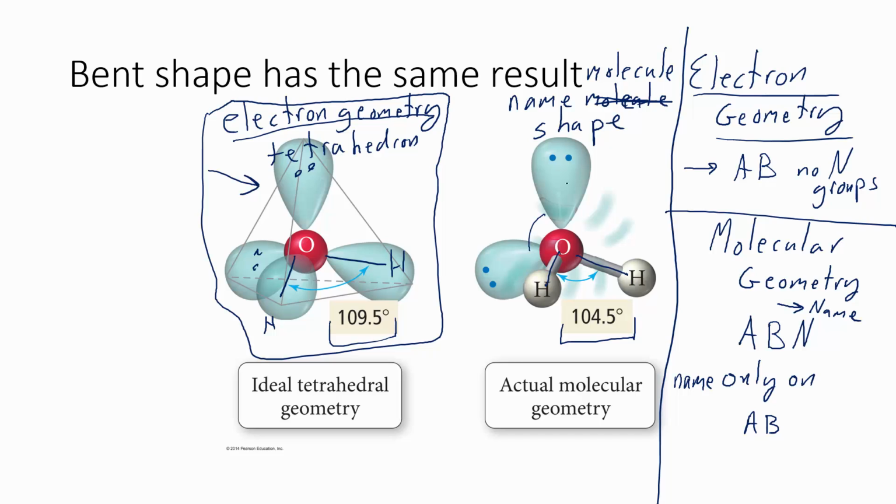When we name the molecule shape, then we don't look at the electrons. We don't change any of the angles. The angles stay the same because they are forced that way by the tetrahedral electron geometry. But when we name the molecular geometry and say that this molecule is bent, not a tetrahedron, that's because we're looking only then at the atoms and the angles involved between those atoms.